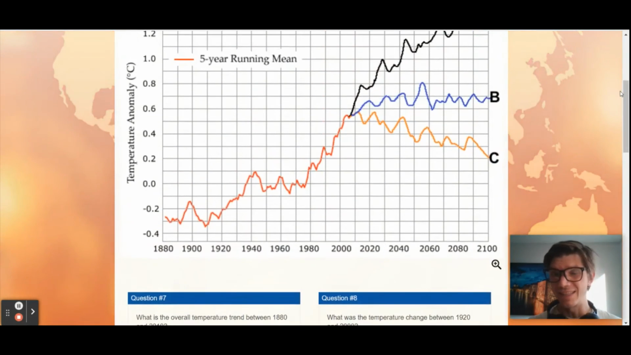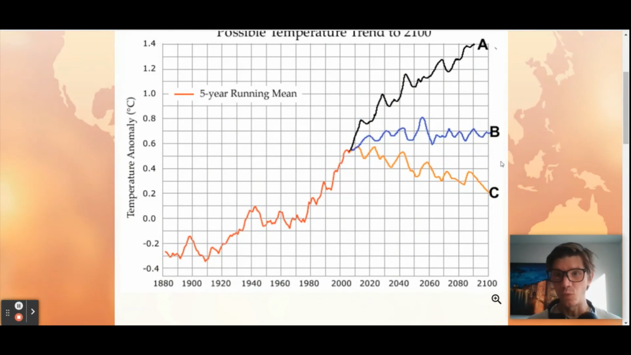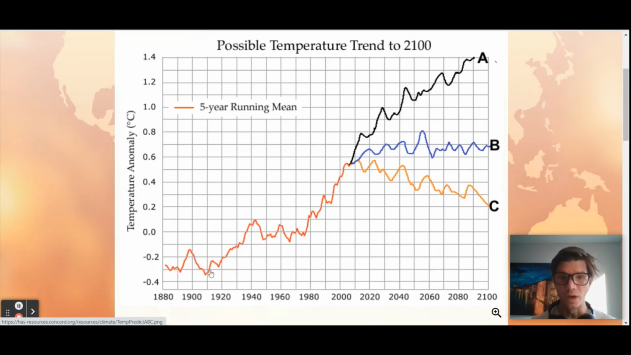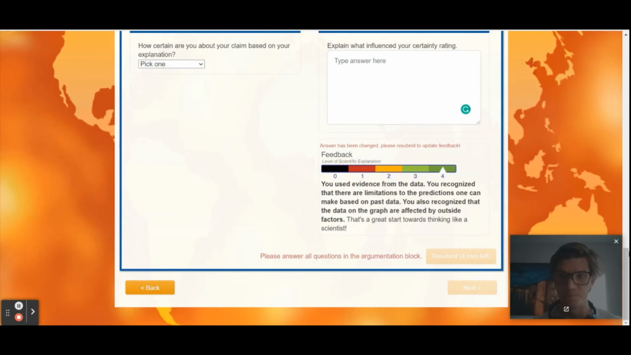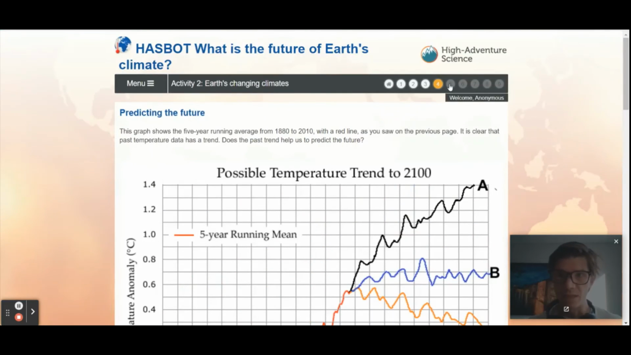Well, the more evidence that we can gather and the more data that we can gather, the more we can be certain about our predictions. So this is just one piece of data that we have. We would have to take a look at other pieces of data in order to paint a better picture and make a better prediction about what's going to be happening with Earth's climate. Let's take a look at the next section.